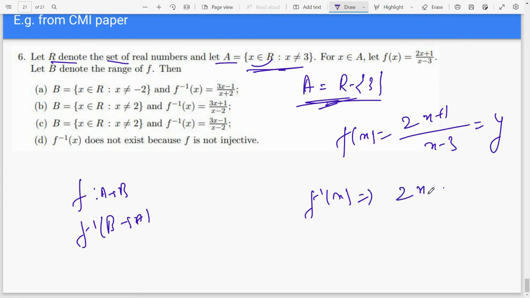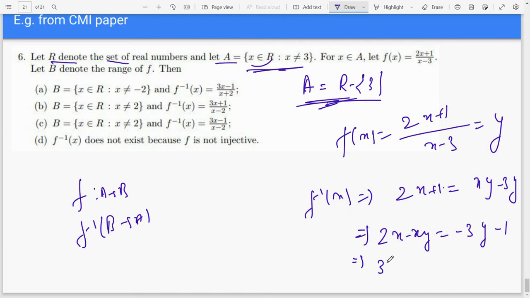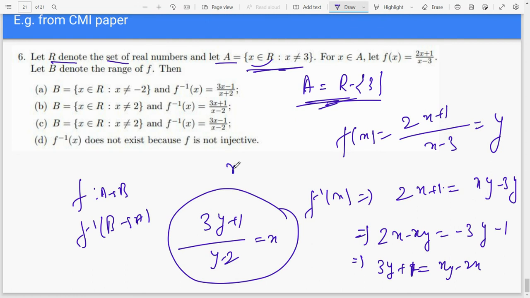To find f inverse x, I told you just put it equal to y, and what you get is 2x plus 1 is equal to xy minus 3y. Then solve this in terms of x. So 2x minus xy is equal to minus 3y minus 1. Just multiply both sides by minus 1. You will get 3y plus 1 is equal to xy minus 2x. Take x common here. Then you get 3y plus 1 divided by y minus 2 is equal to x. So this is f inverse x.